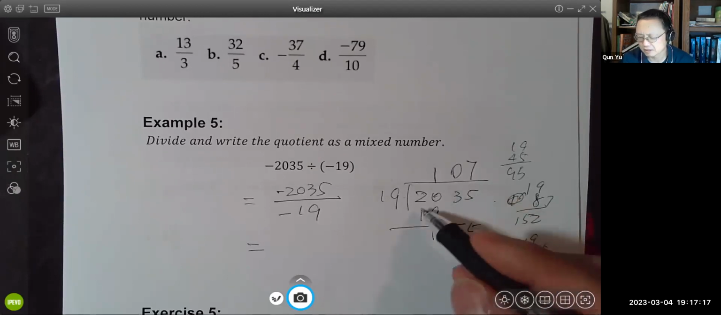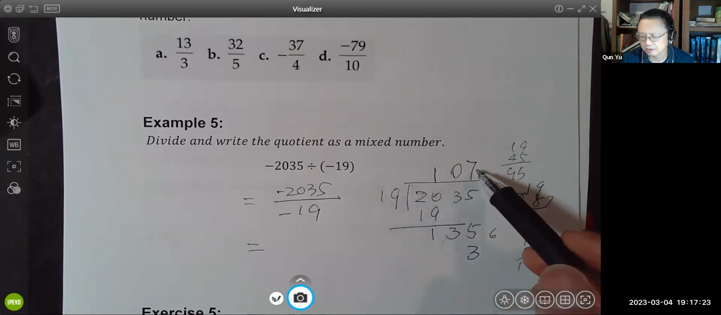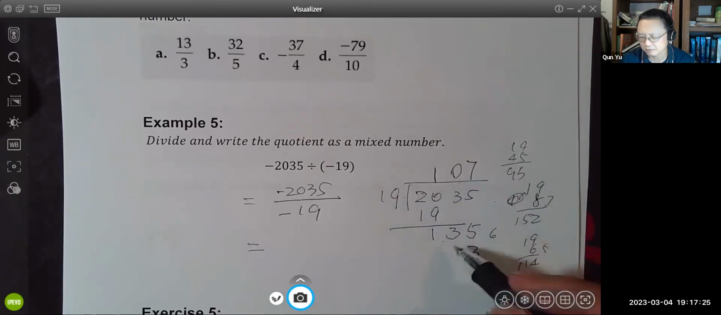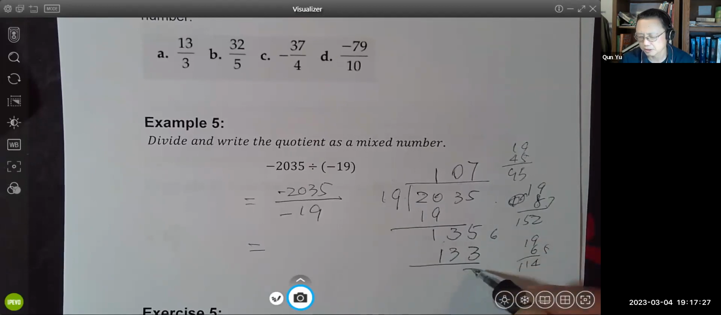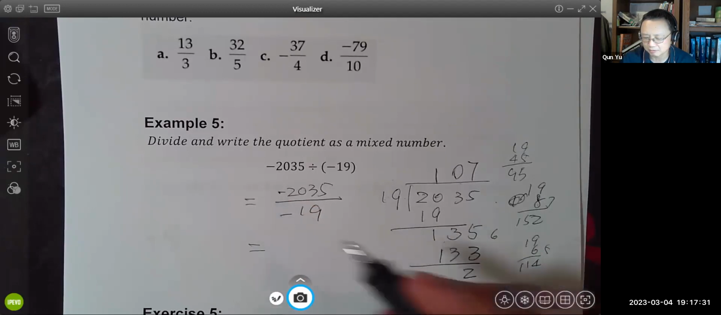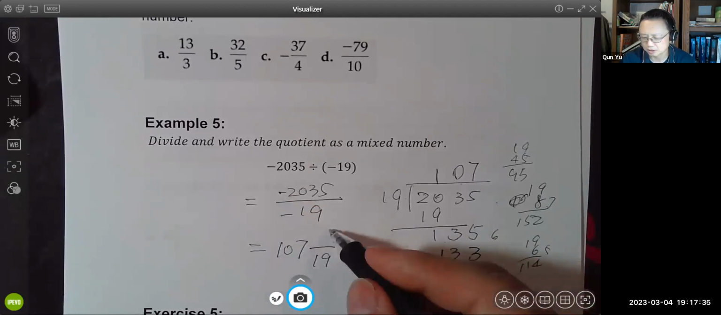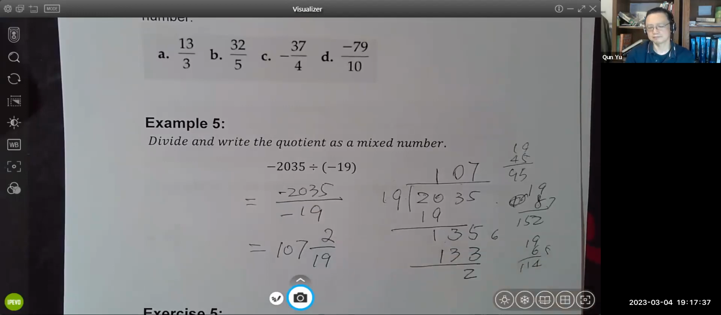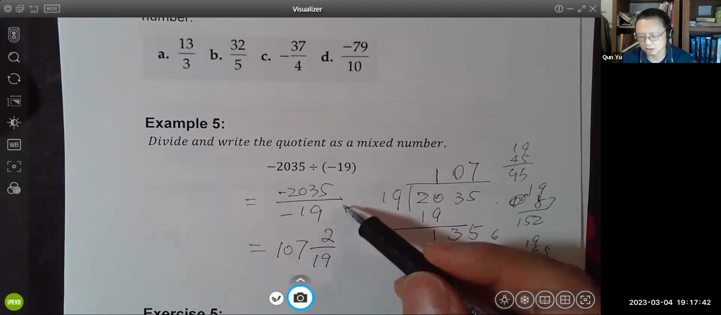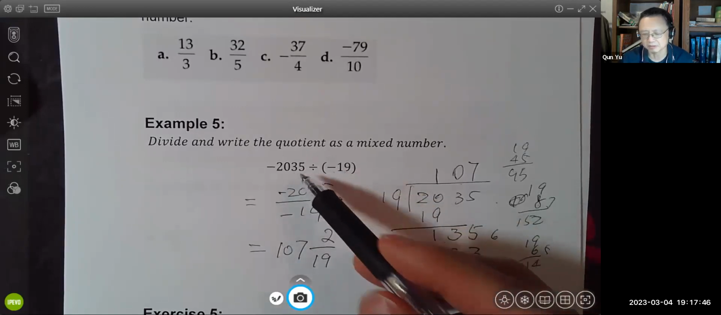So 7 times 9, 63, carry 6. 1 times 7, 7 plus 6, 13. So the remainder is 2. So the answer is, negative divided by negative is positive, right? 107, 19 on the bottom, 2 on the top. There are more than 107 19s in this number.